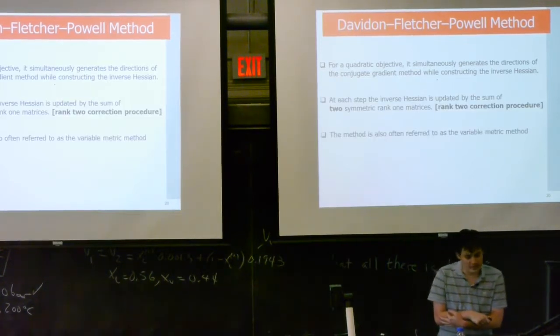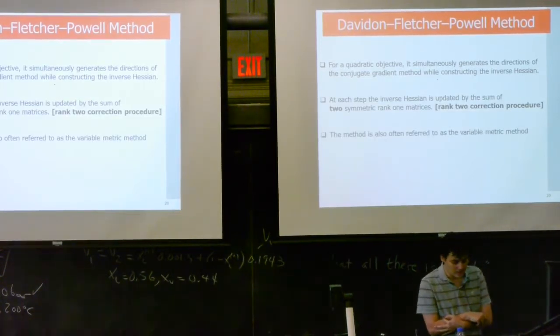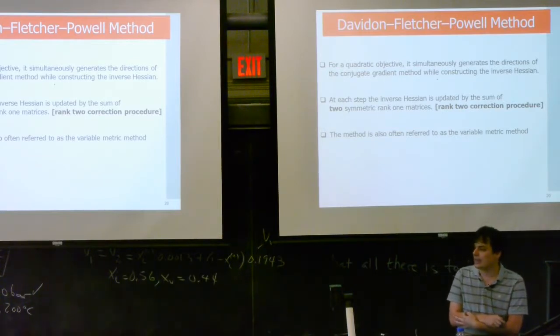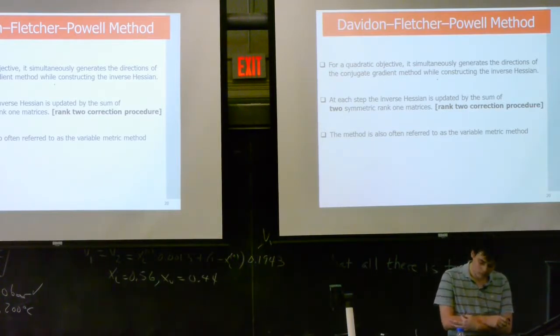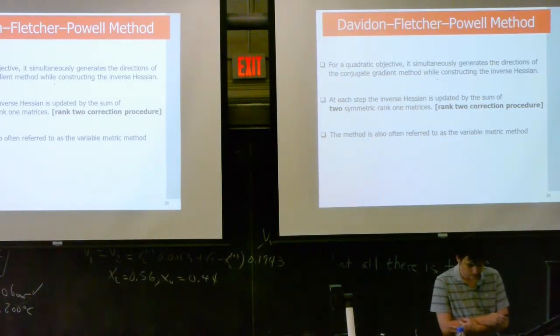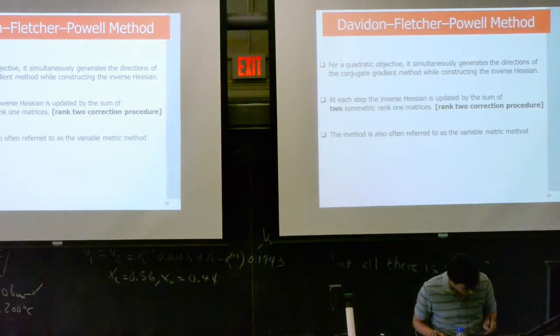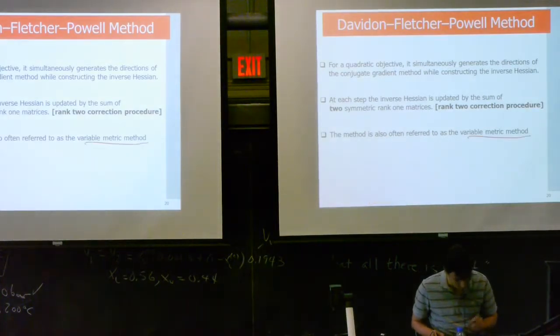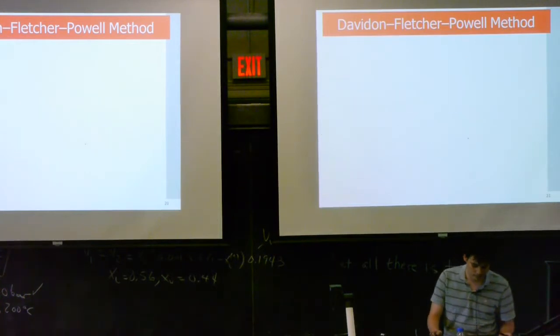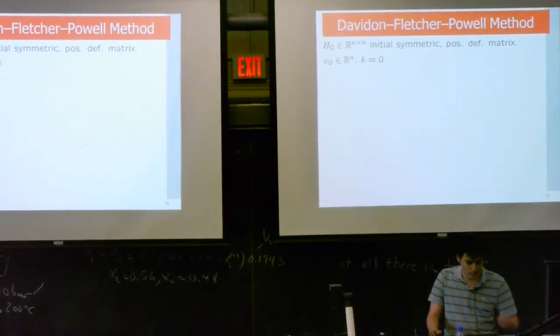So it basically does the same thing that we just discussed, but instead of updating H with a rank 1 correction, it updates with a rank 2 correction. Sometimes this method is also called the variable metric method. Okay, so this is the pseudocode of the algorithm.